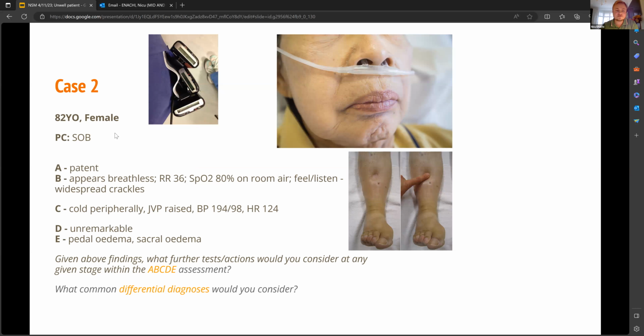Case number 2 is a patient who feels breathless. She's an 82-year-old female. Again, you go through your ABCDEs, your A is patent, but she looks breathless. Respiratory rate is up, sats are low. You hear widespread crackles when you listen to her lungs. She's quite cold peripherally. The JVP seems to be elevated. She's hypertensive, she's tachycardic, and you've noticed she's got pedal edema and sacral edema as well.